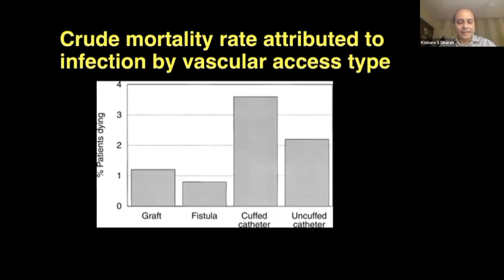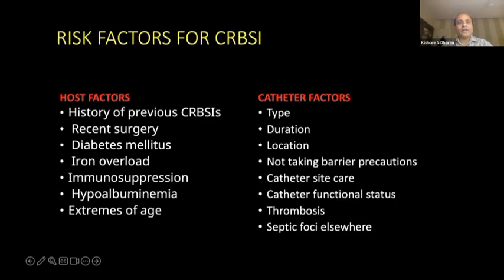This is again one of the large studies, with more than 8,000 patients. The crude mortality rate attributed to infection by vascular access type was studied. The maximum number of patients who died was with the cuffed catheter, compared to the uncuffed catheter, because the majority of patients started dialysis with the cuffed catheter. The lowest was the fistula, and the intermediate mortality was with the AV graft. So that is why a catheter has to be dealt with utmost caution.